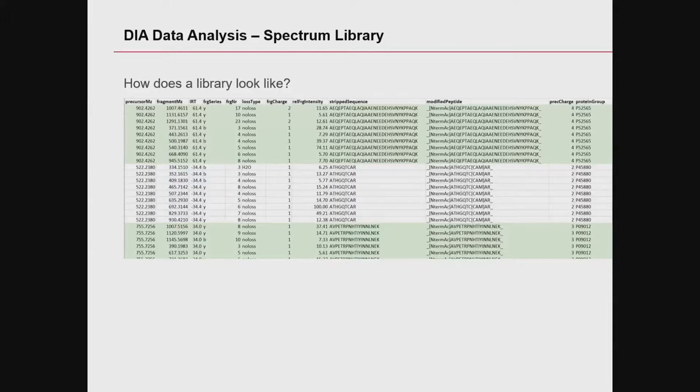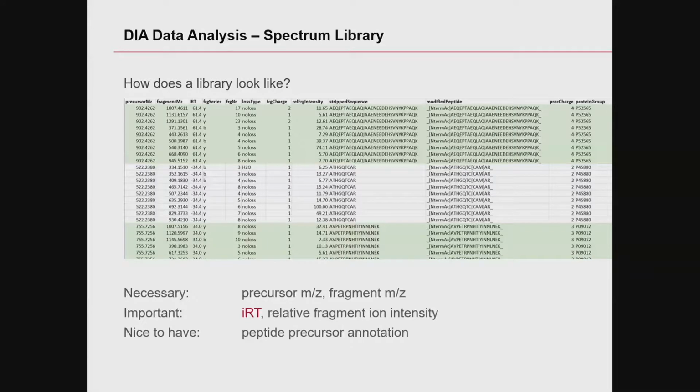So that's an example of such a library. I only kept in columns that are the more important ones in this dummy example here. And we typically split up the information in a library according to whether it's completely necessary. Actually, only these two things for our way of analyzing data are really absolutely necessary to perform an analysis: only the precursor m/z and the fragment m/z. And then there is important information, and I highlighted here iRT because it's in the title of my talk.